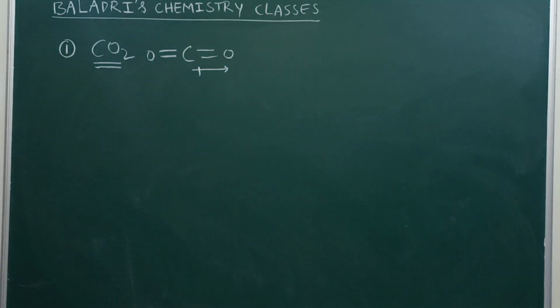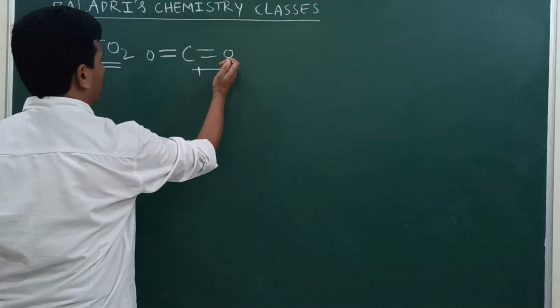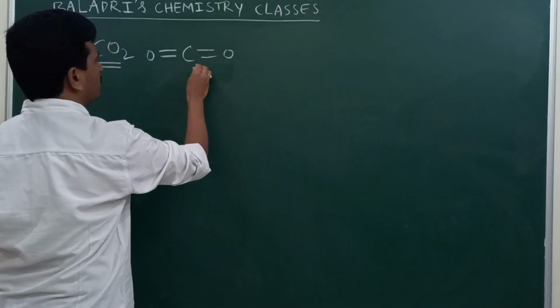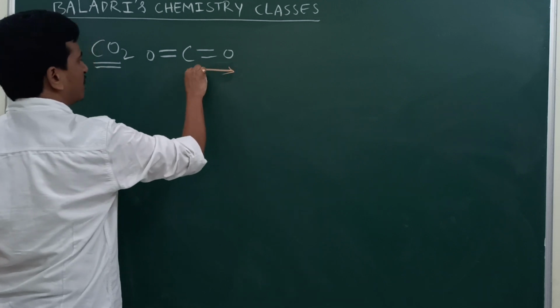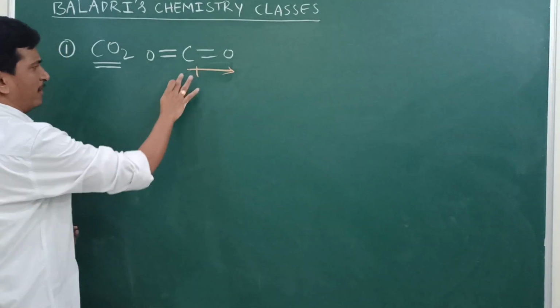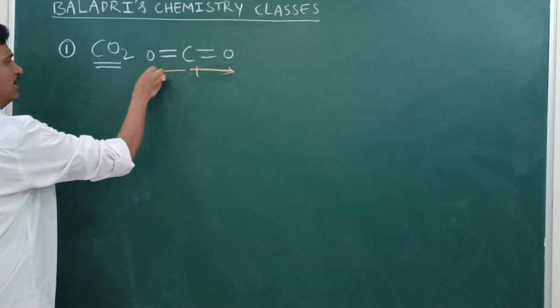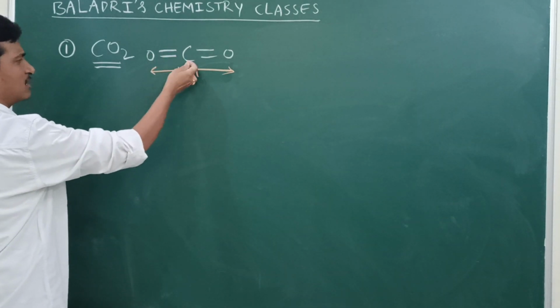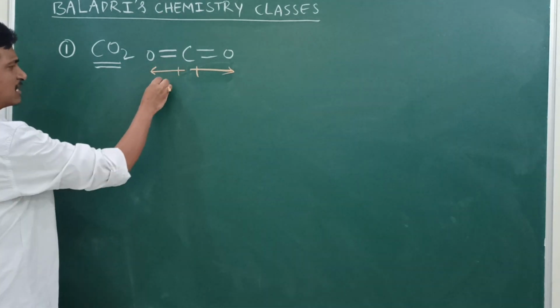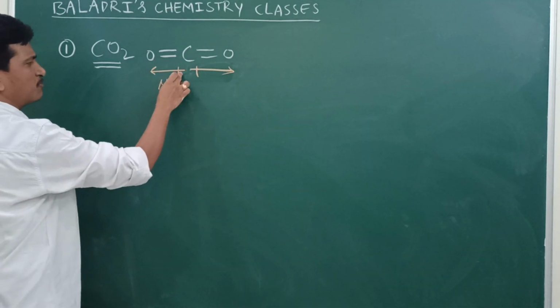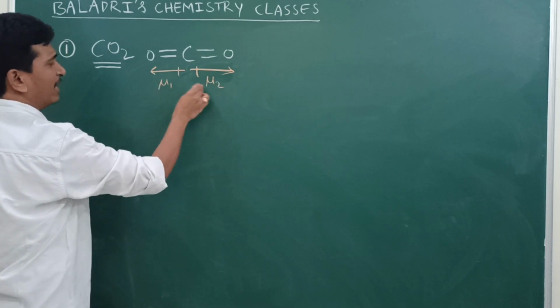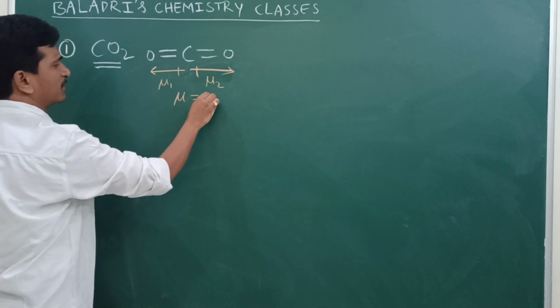Now see the board. The dipole moment vector of this carbon-oxygen bond will be towards oxygen because oxygen is more electronegative than carbon. Now for the other carbon-oxygen bond, the dipole moment is towards oxygen again. Let us consider this bond moment is mu1 and this bond moment is mu2. These two vectors are equal and opposite, so the resulting vector becomes 0.